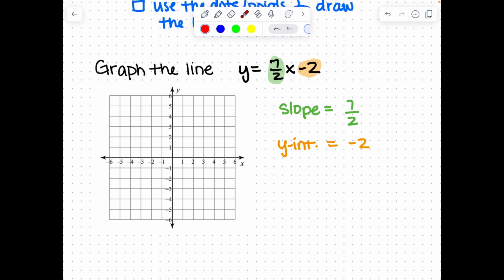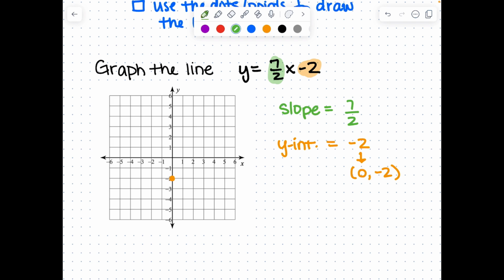So we've identified our slope and our y-intercept. The next thing we're going to do is actually plot the y-intercept point. Remember, that means we're going to plot it at 0, -2. I start always at 0, 0. I don't go any left or right. I just go -2 on the y-axis. So there is where our line is going to cross the y-axis.